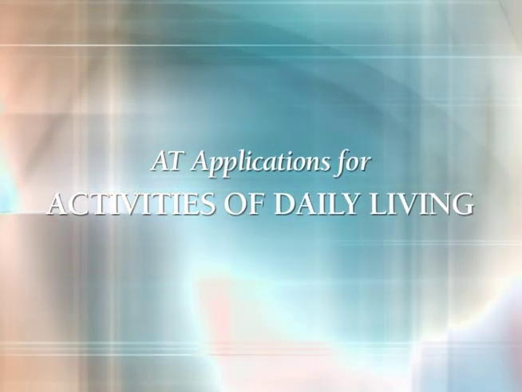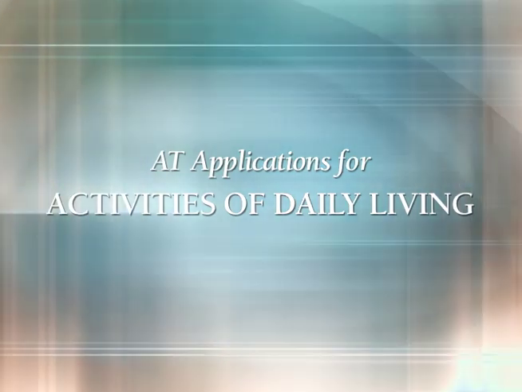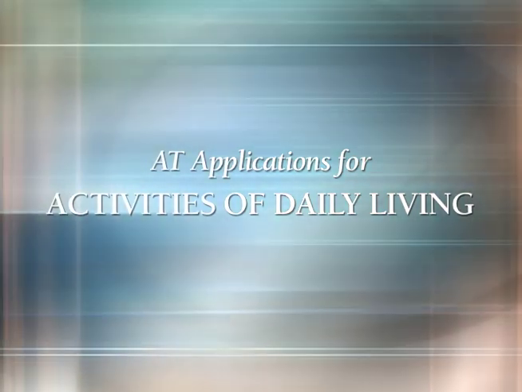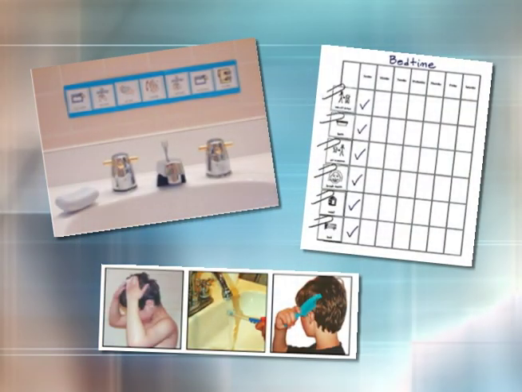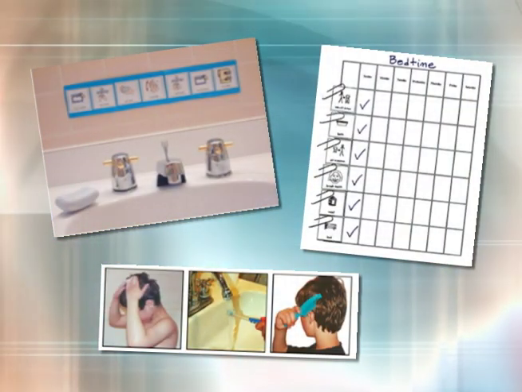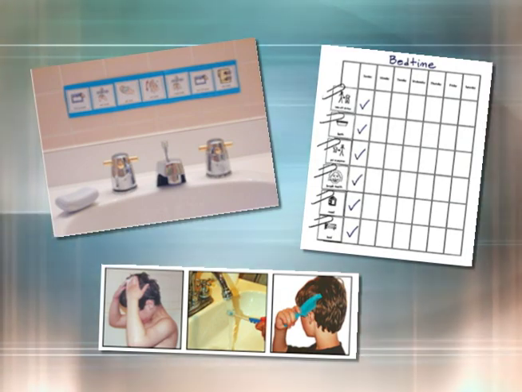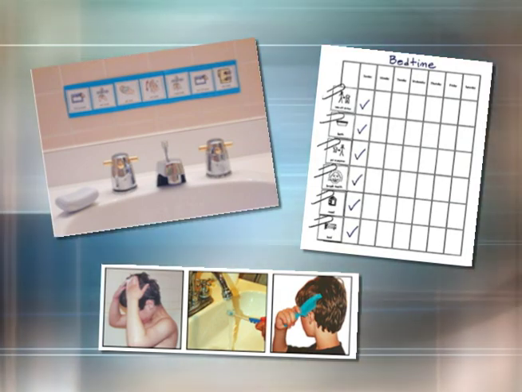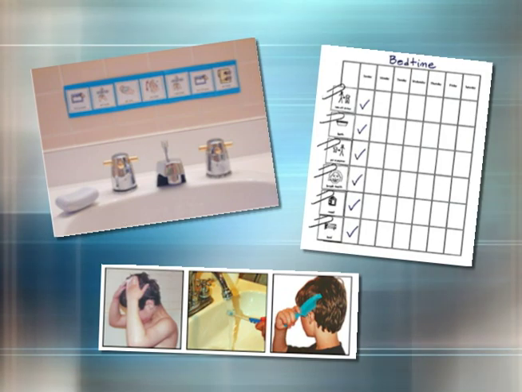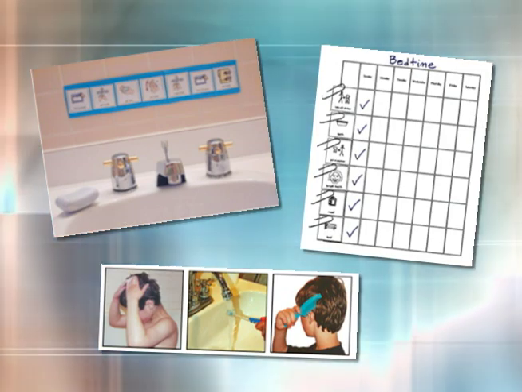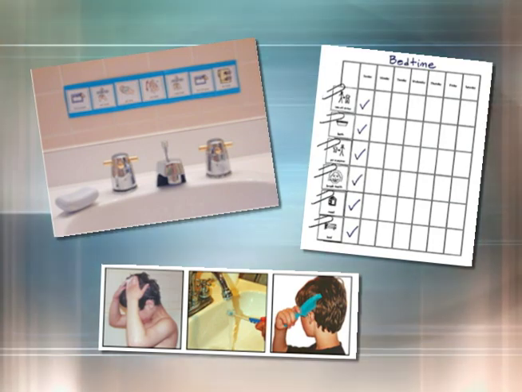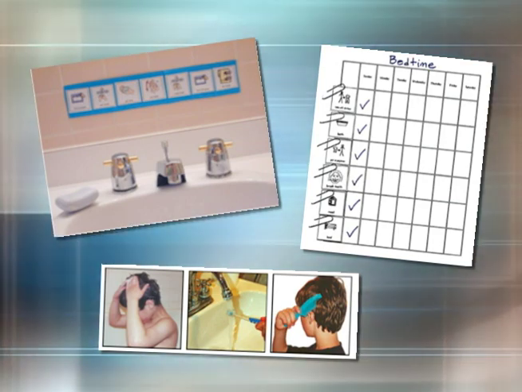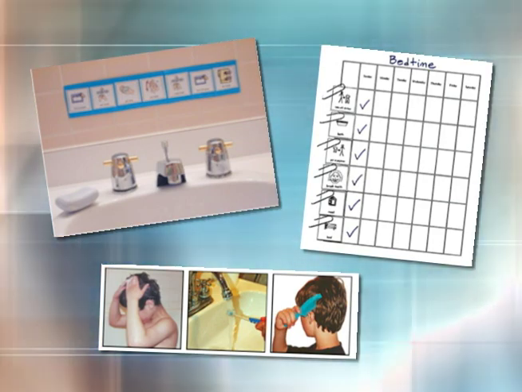Now we'll review AT applications for activities of daily living. There are several different ways to use AT for activities of daily living. These pictures and video clips illustrate the use of low-tech AT to facilitate the steps in order to complete a variety of daily living tasks. Single photographs or sequence strips can be placed strategically in any environment, including home, community, inclusive and special education settings as a part of visual structure to foster independence.